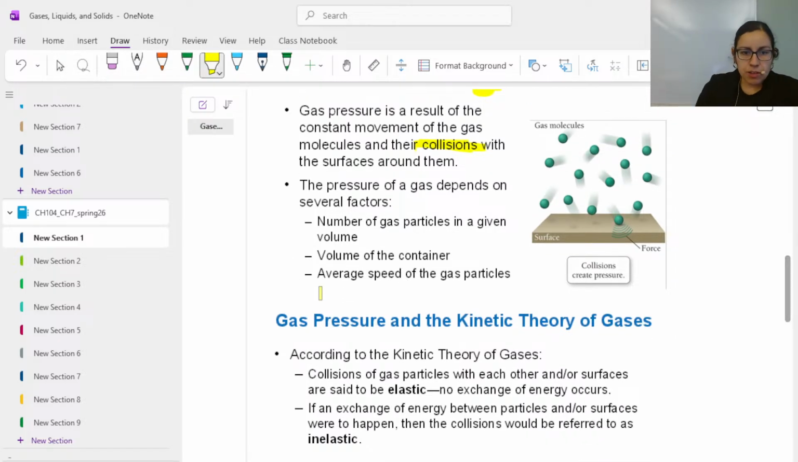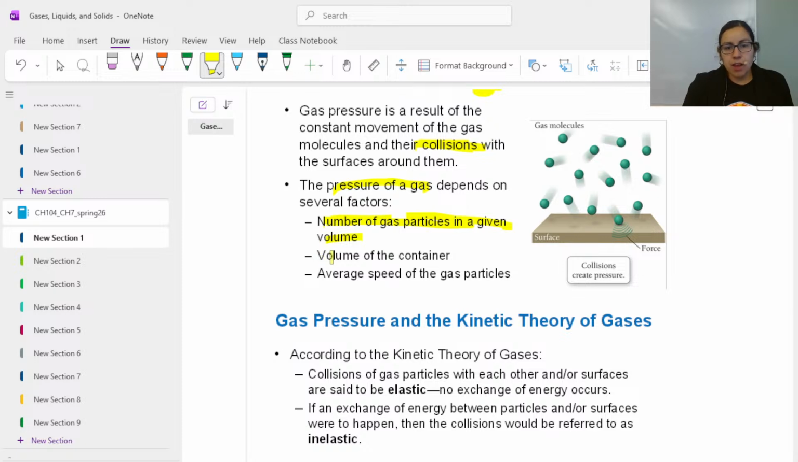Then we slowly start to get into the little bit of math that we're going to see. Our pressure depends on a few factors. Some of these are self-explanatory. The more gas particles in a given volume, the more collisions you're going to have, which leads to more pressure. You've seen that. You fill up the air in your tire, you keep going, keep going. You're adding more molecules, more pressure.